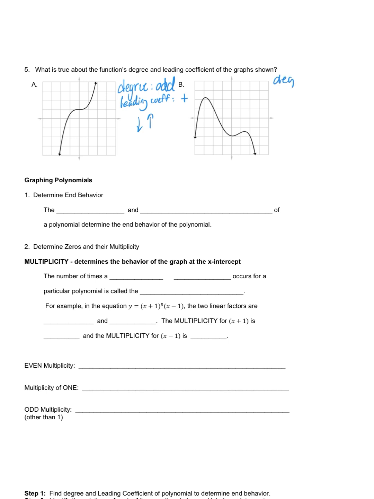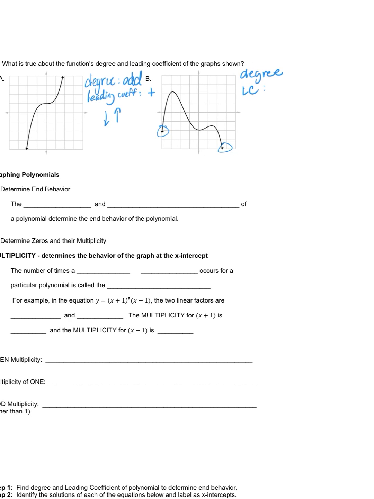Look at the next one. Again, degree and then leading coefficient. I'm just going to write LC because we're low on space. If I look at it, it's going down, down, the same direction. So this has to be an even degree, but the leading coefficient has to be negative because the end behavior is down, down. It's like this. So that makes it negative, okay?